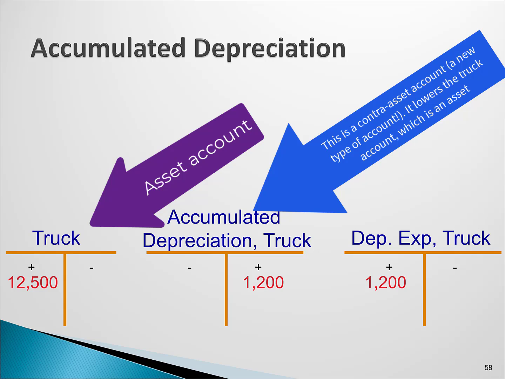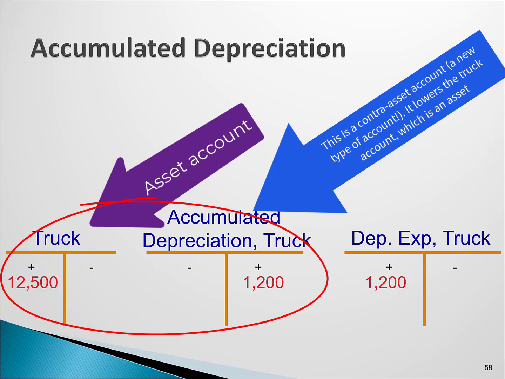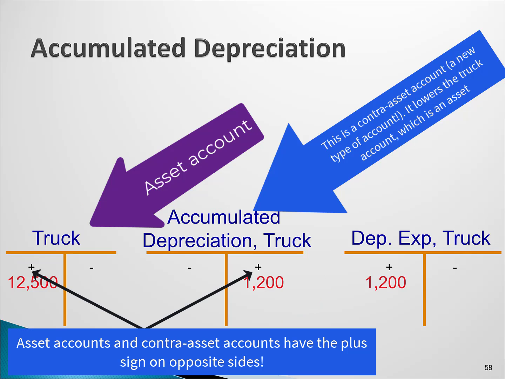It's called a contra asset because it lowers the value of its partner asset. In this case, the partner asset is the truck account. And because it lowers the value, its plus is opposite the plus on the truck account. So the truck account has a plus on the debit side, so a contra asset account, like accumulated depreciation, always has its plus side on the opposite side of that asset.